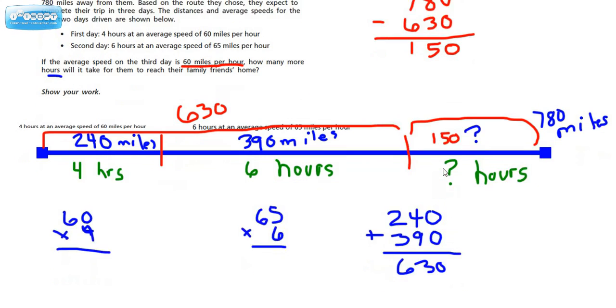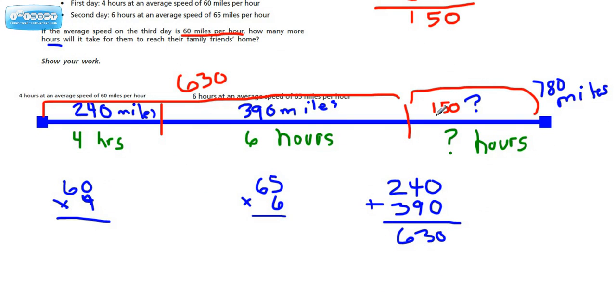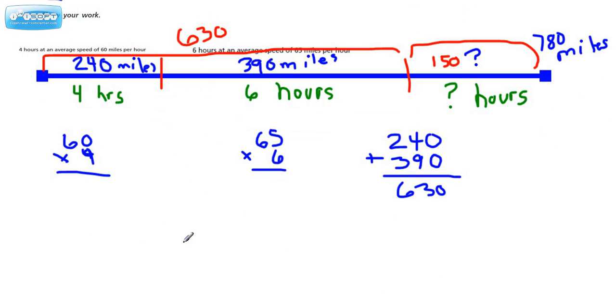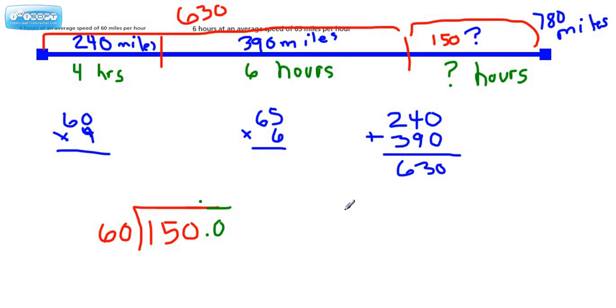Well, I think the last computation we need to do to answer this question is to figure out how many equal groups of 60 are there in 150, and that will give us the answer. So the only thing left you have to do is finish this up, and it's probably not going to work out evenly, so go ahead and add an annex 0, and then whatever number you get here, you're going to put in the answer space.